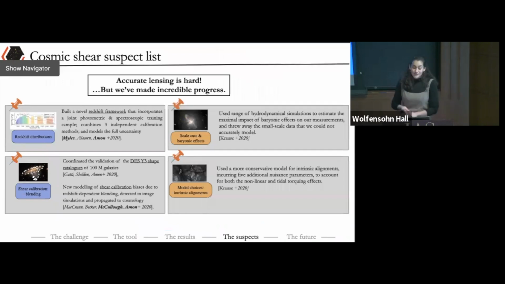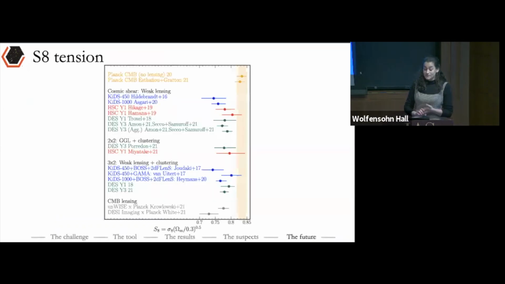So our cosmic shear suspect list: it is hard to point fingers at something that is causing the S8 tension. It was necessary to develop the methods to be able to handle the precision from the DES data along the way. But in the end, our S8 constraint is stable to the dials that we can think to turn right now in the data calibration or the modeling.